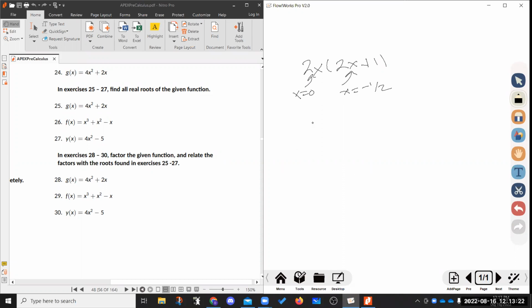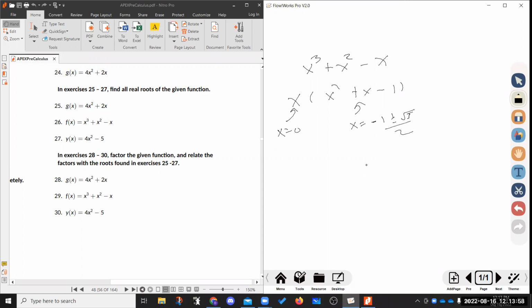It'll be trickier to factor number 29 if we want to factor into linear factors, because we're going to have some square roots involved. But this is going to be x to the third plus x squared minus x. This is x times x squared plus x minus 1 when we factored it. This was the factor that generated the root x equals 0. This is the one that generated the roots x equals negative 1 plus or minus root 5 over 2.